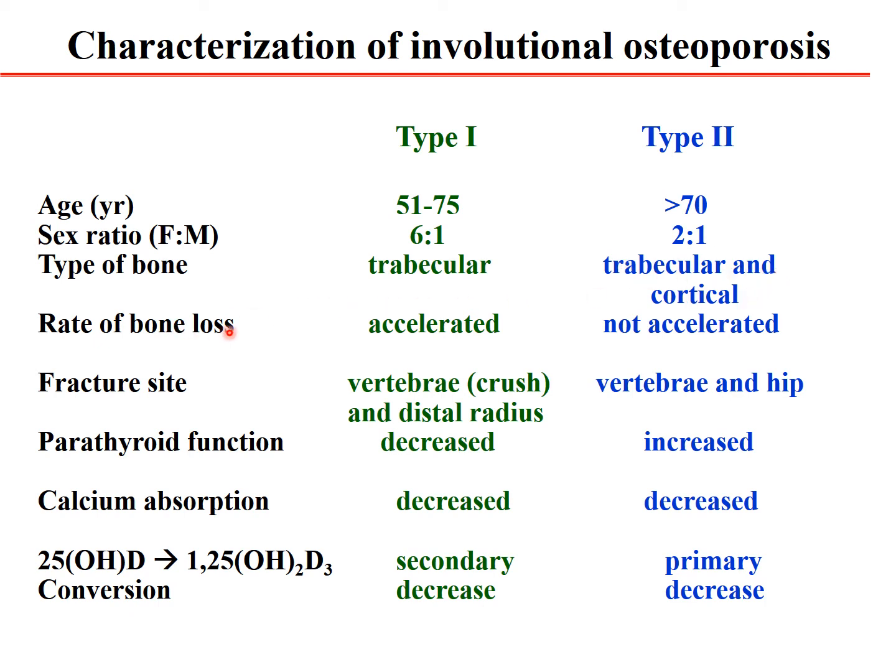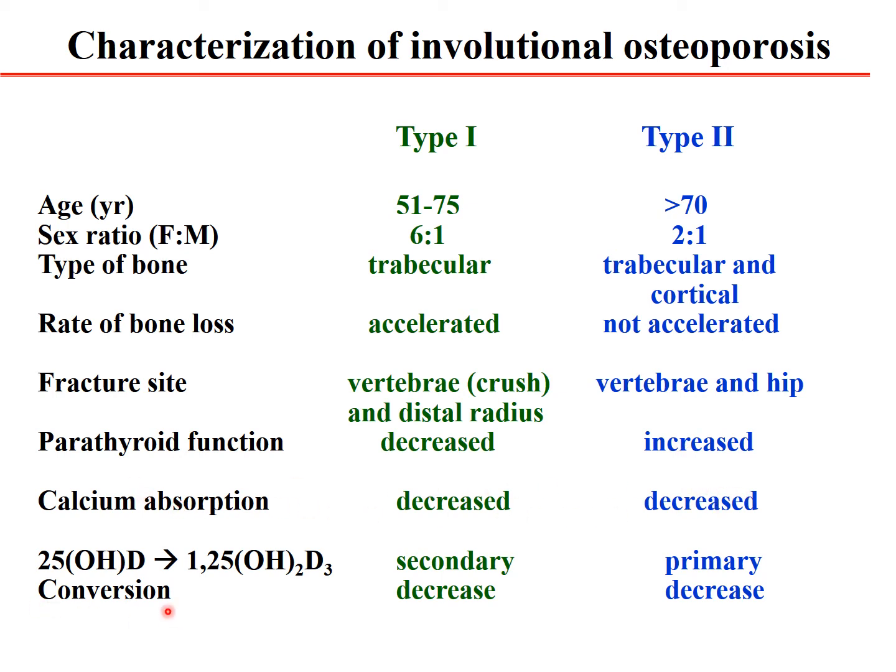The rate of bone loss is accelerated, as I mentioned before, about 2 to 4 times higher than in a normal situation, where about 1% is lost per year. The fracture sites are different: in postmenopausal usually the vertebrae, where crush fractures happen, and the distal radius, while in the senile one, the vertebrae and the hip, with the vertebrae being the most important. PTH level is decreased in postmenopausal, while it is increased in the senile one. Calcium absorption decreases in both cases.